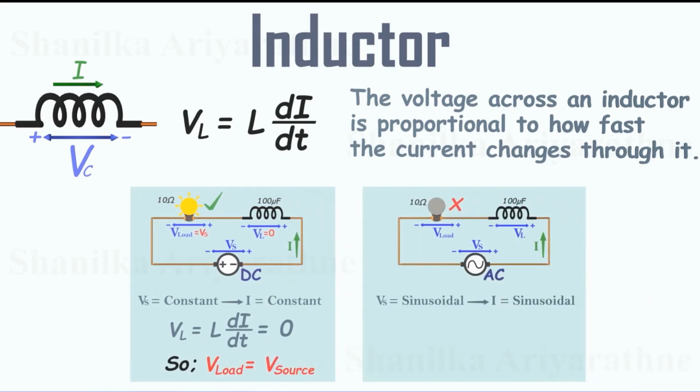But with AC, the current is constantly changing direction and magnitude, so the inductor continuously generates an opposing voltage across itself. And that opposing voltage limits the current flowing through the circuit, which is why the bulb becomes dimmer.